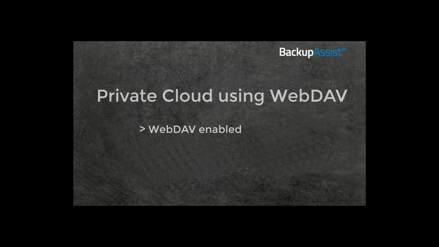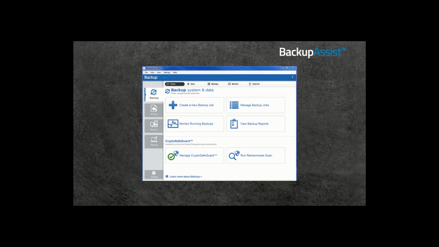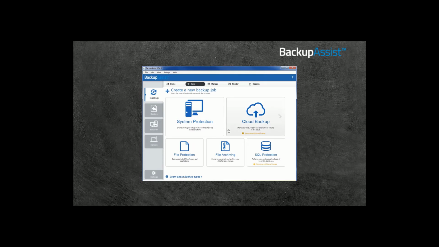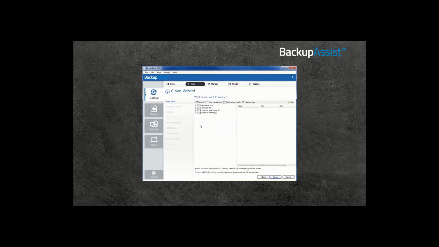Make sure the port is the HTTP or HTTPS port opened in WebDAV, not the port that the console uses. Now that WebDAV is enabled and the folder has been set up, let's head over to BackupAssist and create a backup job. To do this, open BackupAssist from the Backup tab homepage, then select Create a new backup job. Then select Cloud Backup. This will open the Cloud Wizard, which will guide you through the process.